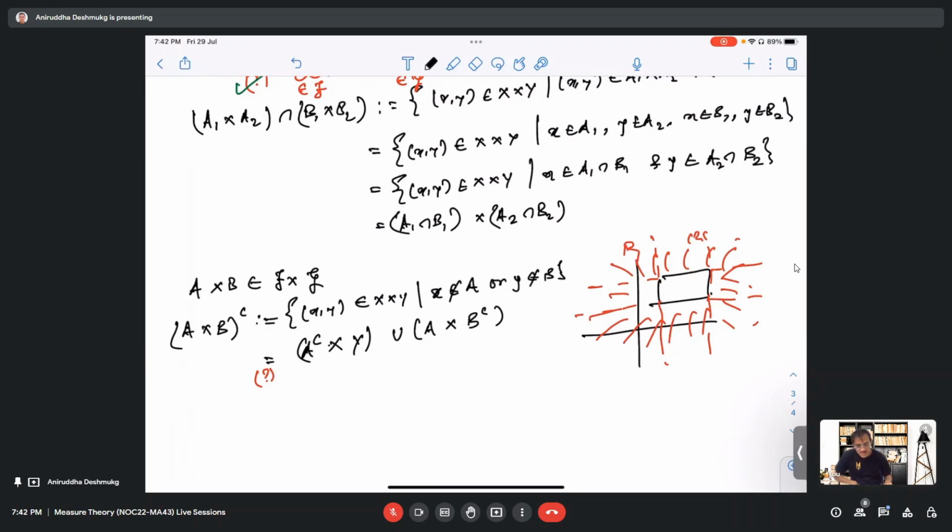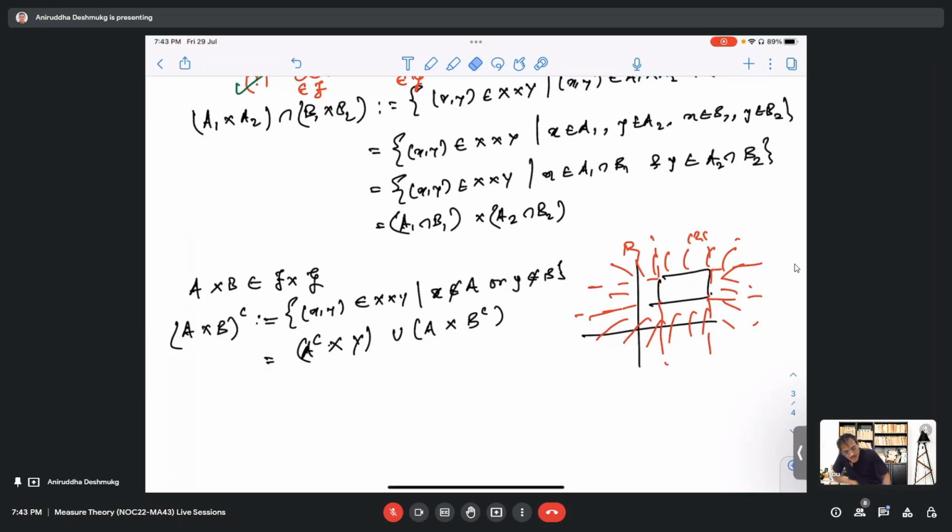So see, either x is not in A. If x is not in A, then you can take any y, and that will satisfy the given condition. So one part is A complement cross Y. Second, if x is in A, then the only possibility is that y cannot be in B. So the second part is A cross B complement. I hope that everyone is convinced. If someone has any doubt, please tell me.